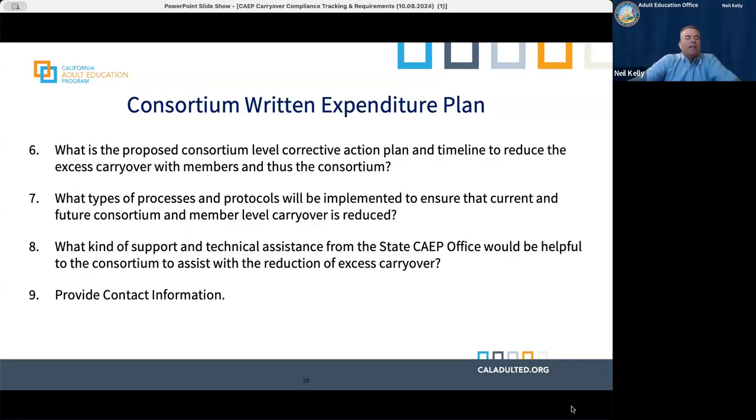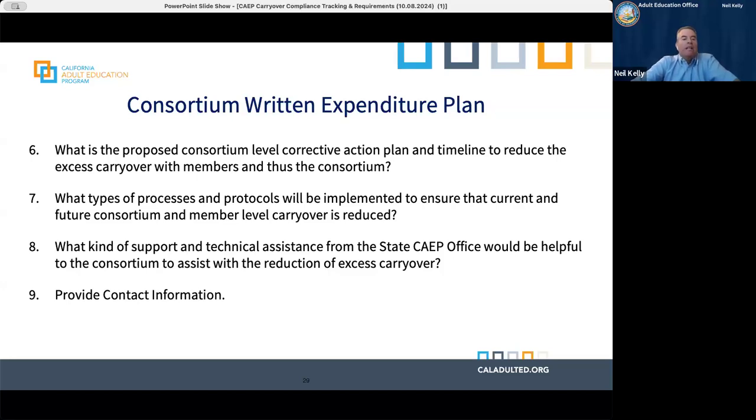And then question 6, what is the proposed consortia level corrective action plan and timeline to reduce the excess carryover with members and thus the consortia? So this is your opportunity to tell us your plan. I don't know if the timing's right, but your work plan and budget could be that opportunity to show how you're going to spend down that money.